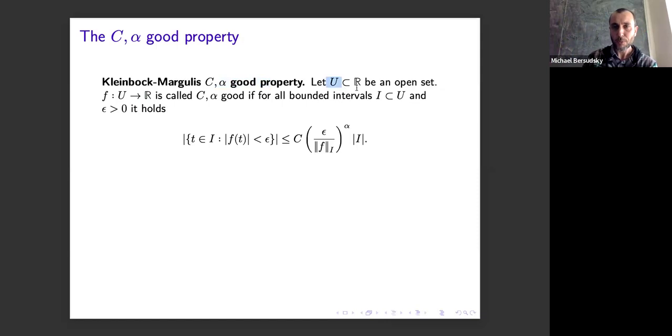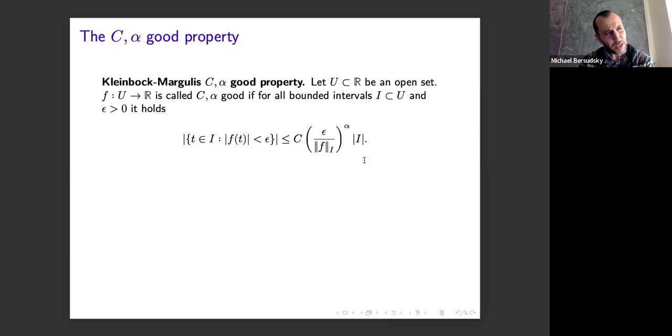So suppose you take an open set and a function on the open set, say some interval, and you say that the function is C alpha good if for all subintervals and epsilon bigger than 0, you have this control over the length of the points in which the function is below epsilon. So it should be at most C times epsilon to the power of alpha.